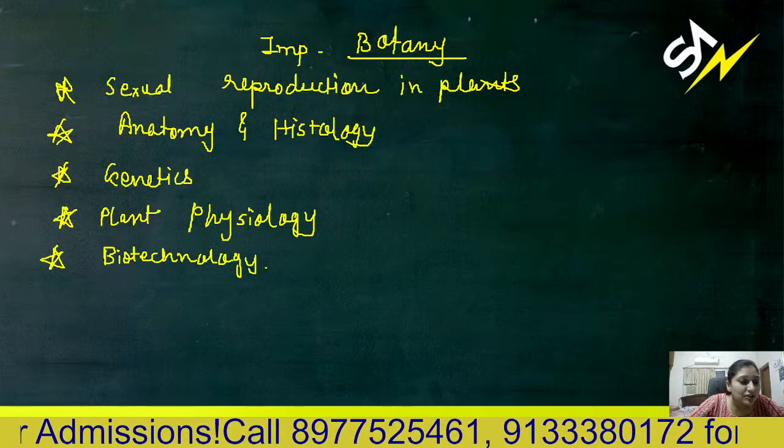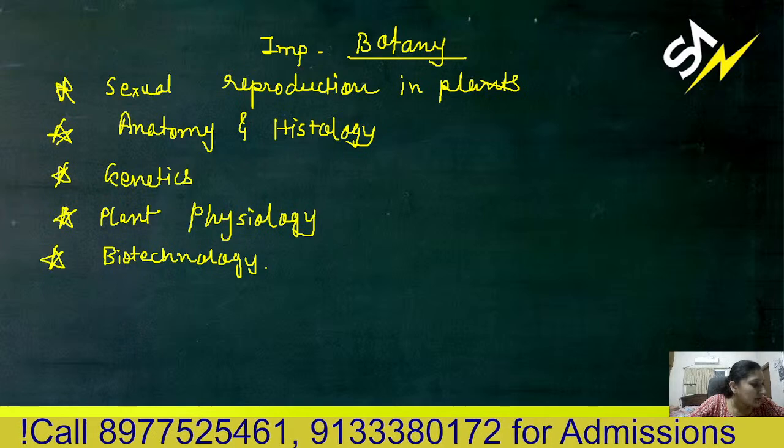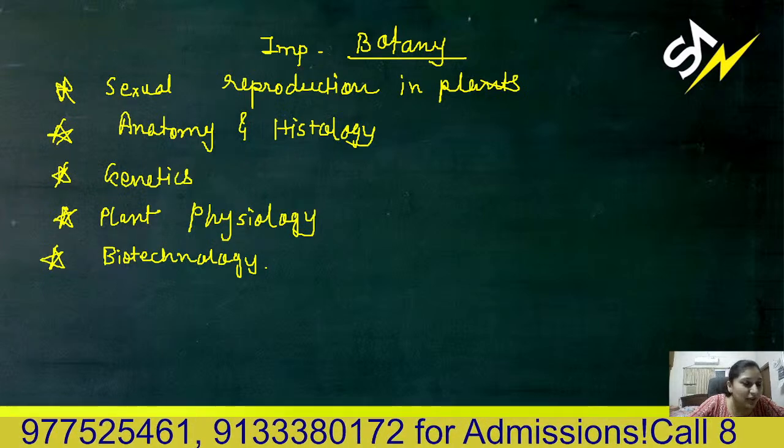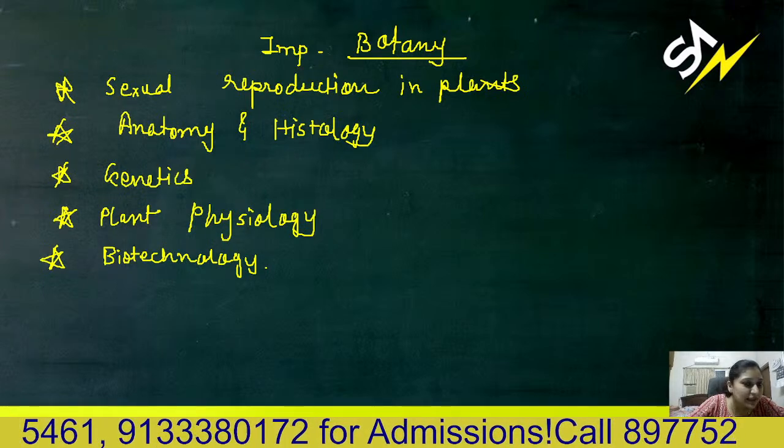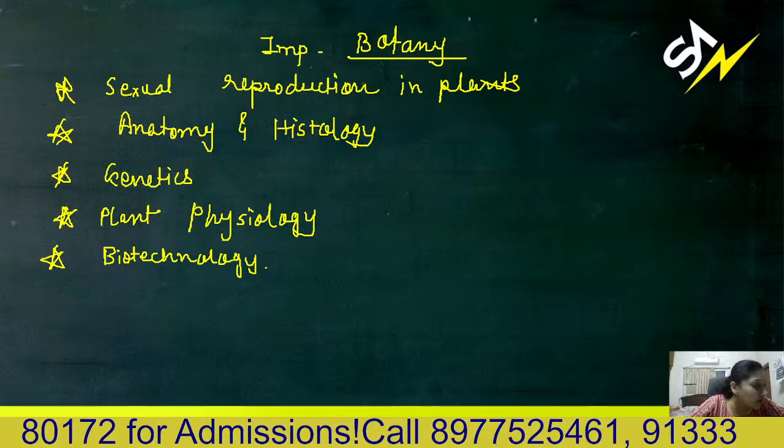So you can see here do or die units for botany, that is sexual reproduction in plants, anatomy and histology, genetics, plant physiology, and biotechnology. For botany I am talking.